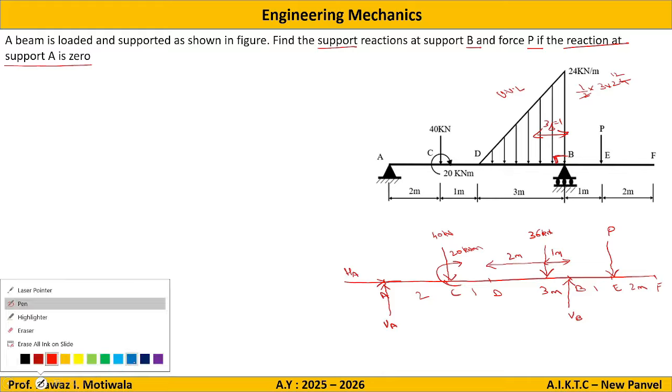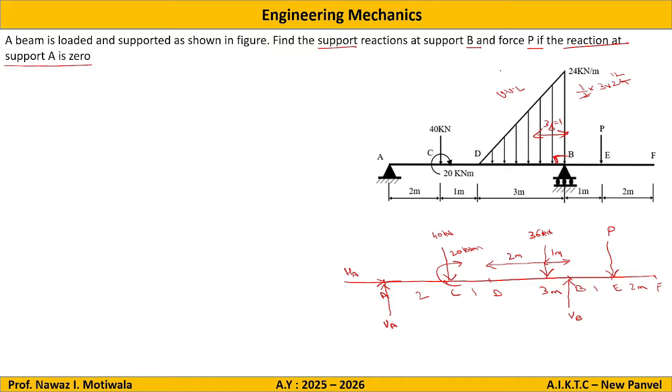Now, before starting the solution, we have to check the condition. It is given that the reaction at support A is 0. If the reaction at support A is 0, in the solution I can write, therefore, HA is equal to 0 and VA is also equal to 0 because it is given in the question.